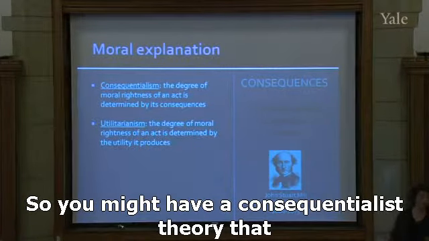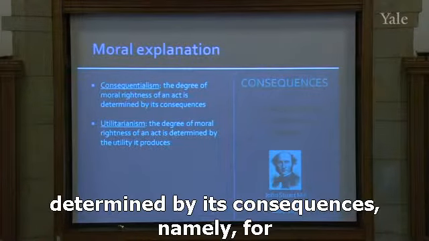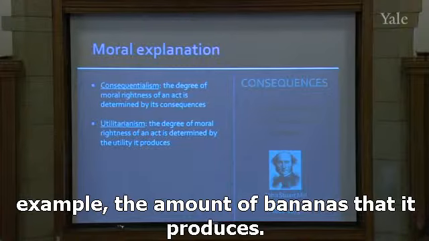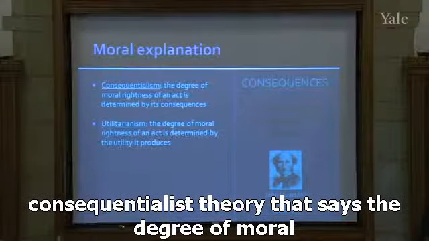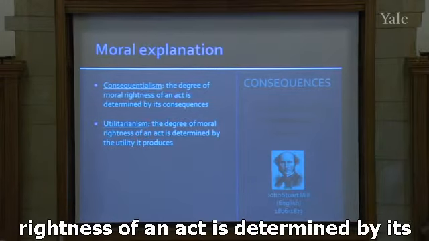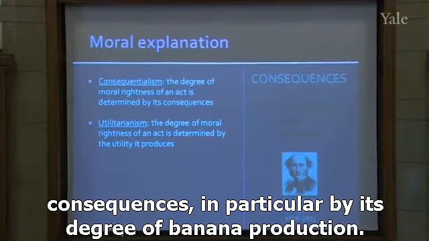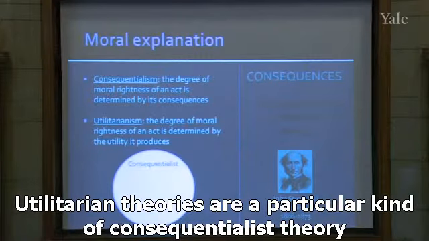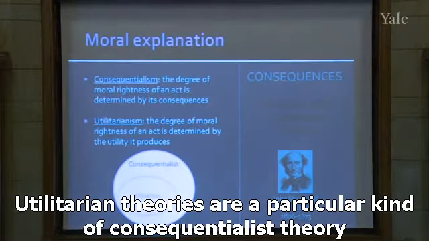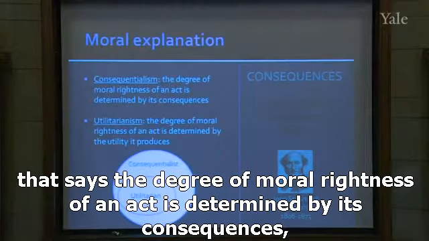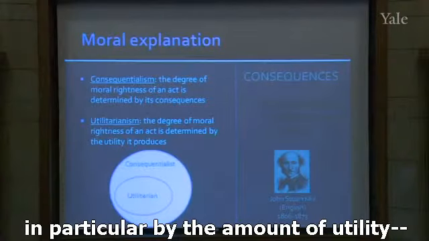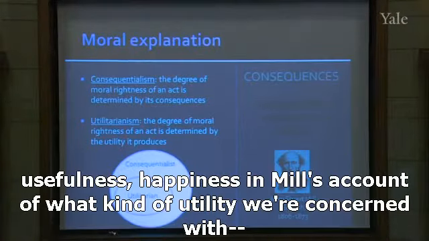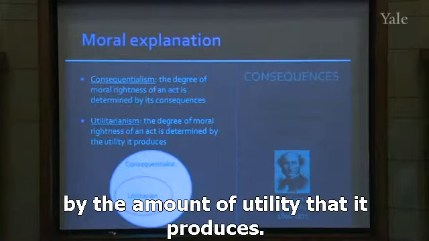So you might have a consequentialist theory that says the degree of moral rightness of an act is determined by its consequences, namely, for example, the amount of bananas that it produces. It would be an odd moral theory, but it would be a consequentialist theory that says the degree of moral rightness of an act is determined by its consequences, in particular by its degree of banana production. So that would be a very general kind of consequentialist theory. Utilitarian theories are a particular kind of consequentialist theory that says the degree of moral rightness of an act is determined by its consequences, in particular by the amount of utility, usefulness, happiness in Mill's account of what kind of utility we're concerned with, that it produces.